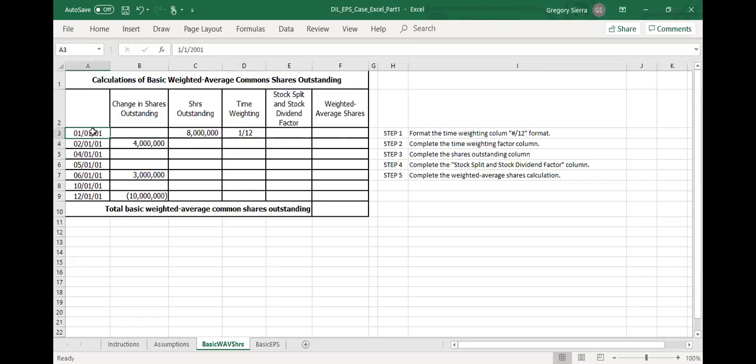So 1 month, January only, then February and March, so that should be 2/12. Okay, then April, looks like another 1/12. May, another 1/12. And let me see, 6, 7, 8, 9, is that right? All of June, July, August, and September. That looks like 4/12. All right, and October and November, so 2/12. Whoops, wrong cell, 2/12. And then just December is 1/12.